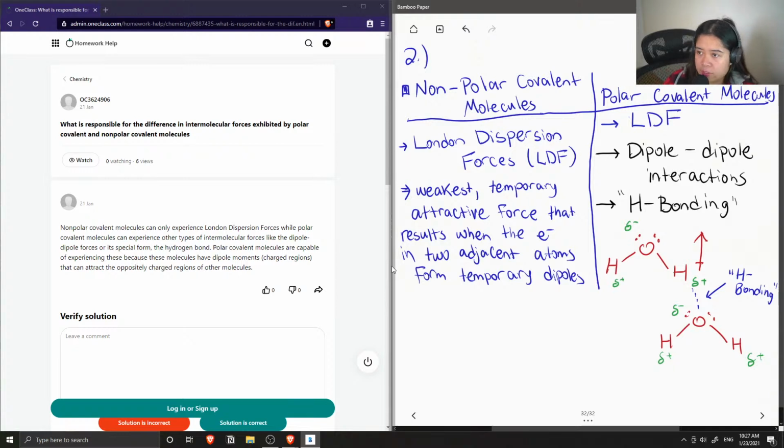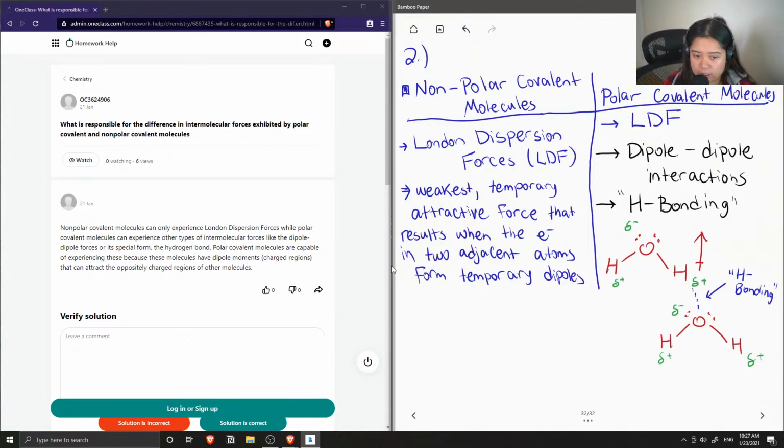So in order for hydrogen bonding interactions to take place, we need a hydrogen connected to an electronegative atom, such as oxygen or fluorine. And because of this, it creates that partially positive, partially negative side. And we also need another molecule of hydrogen being bonded with another electronegative atom for those two sides to be attracted to each other.